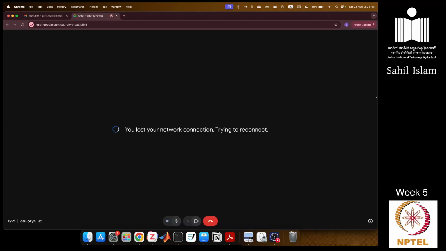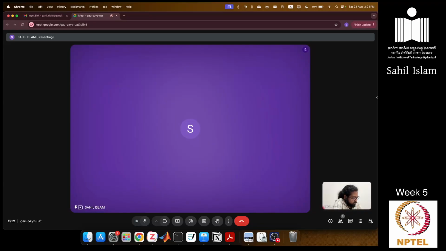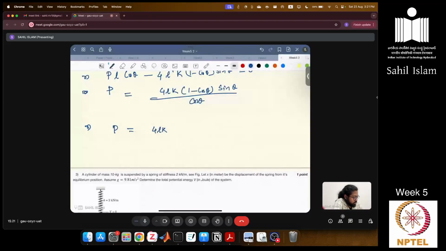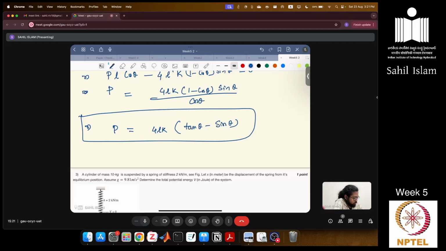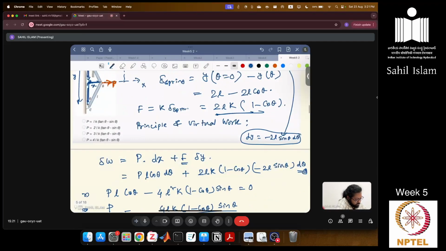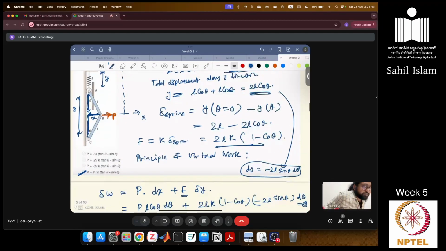So one L gets cancelled out, and P becomes 4LK (1 minus cos theta) sin theta by cos theta, which becomes 4LK (tan theta minus sin theta). So P equals 4LK (tan theta minus sin theta). Fine.